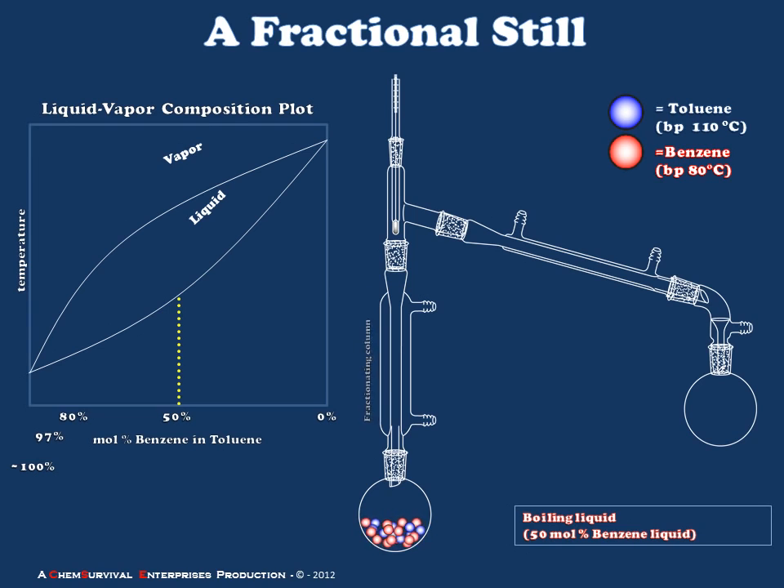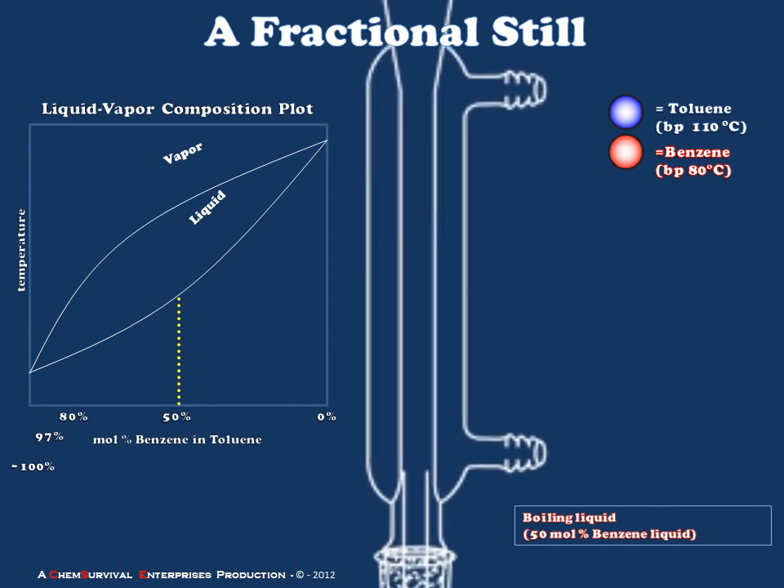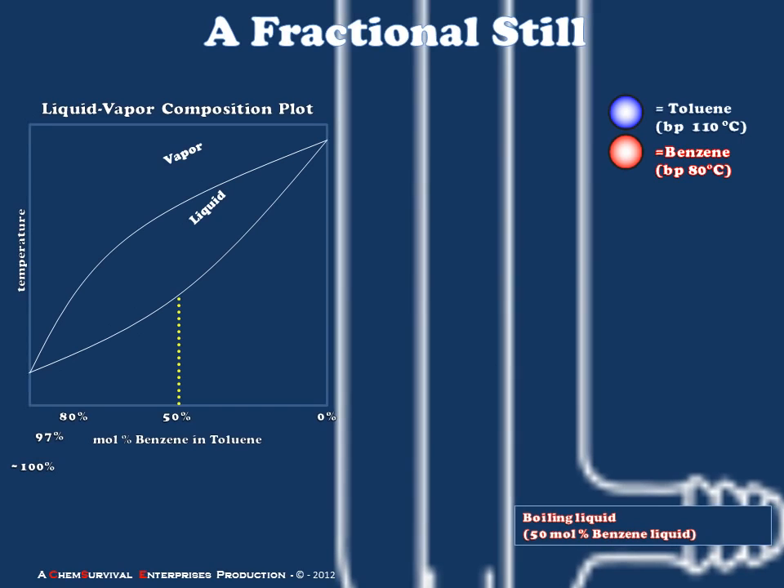But for now, let's just take a look at our fractional still in which we have charged the boiling flask with 50 mole percent benzene in toluene. What will go on inside of that fractionating column as the vapor begins to ascend? Well, let's watch a small aliquot of vapor move up the column and we'll see what happens.